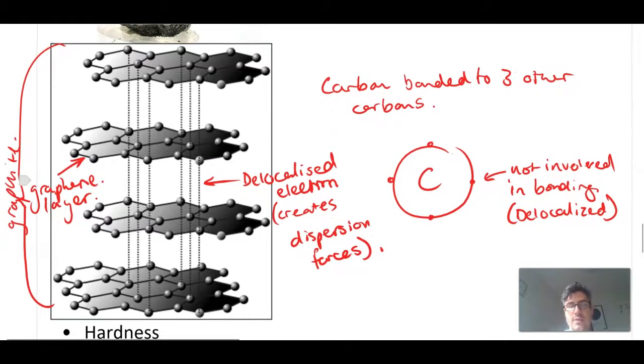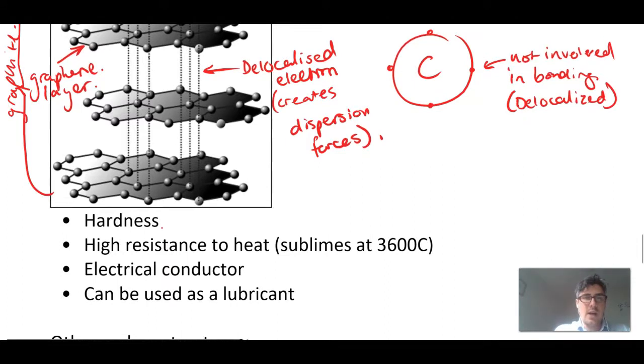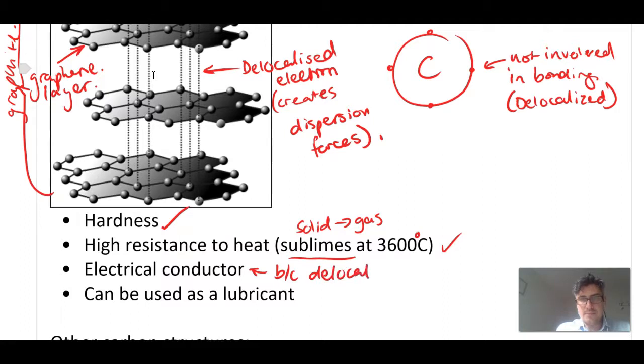Now this layer structure gives some very interesting properties. So first of all, it's hard, just like the other covalent lattices. It's also very heat resistant. It sublimes, so that means it goes from solid straight to gas with no in-between stage, at 3,600 degrees C. But this one's interesting. It is an electrical conductor because of the delocalized electron, and that can carry charge. So unlike other covalent lattices, this one is able to carry charge around from left to right, right to left, so positive to negative.